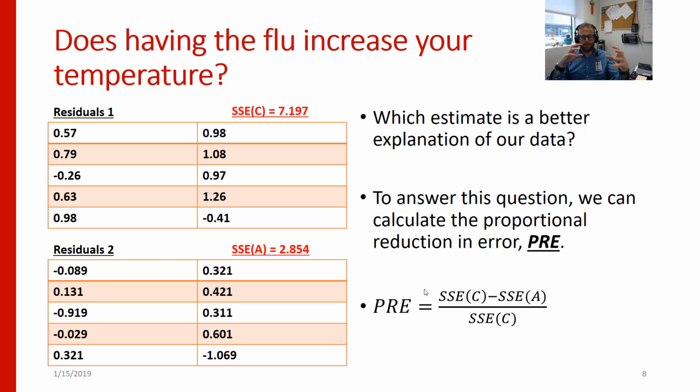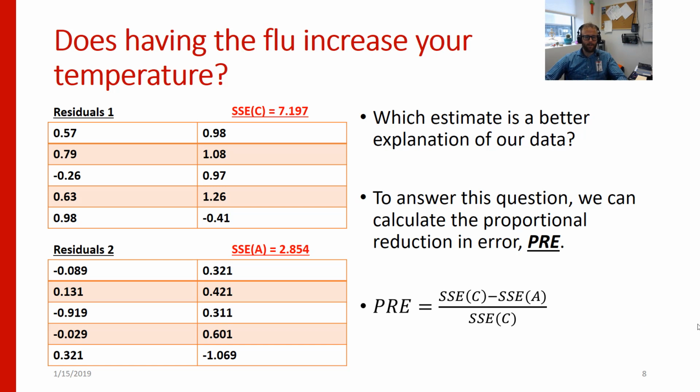Next, if we actually want to compare these two possible explanations of our data, as we've discussed, we want to calculate the proportional reduction in error, because the proportional reduction in error has the advantage of normalizing the amount of total error that we observe. We see how much error we had to work with in the beginning and how much error we've reduced it down to now.